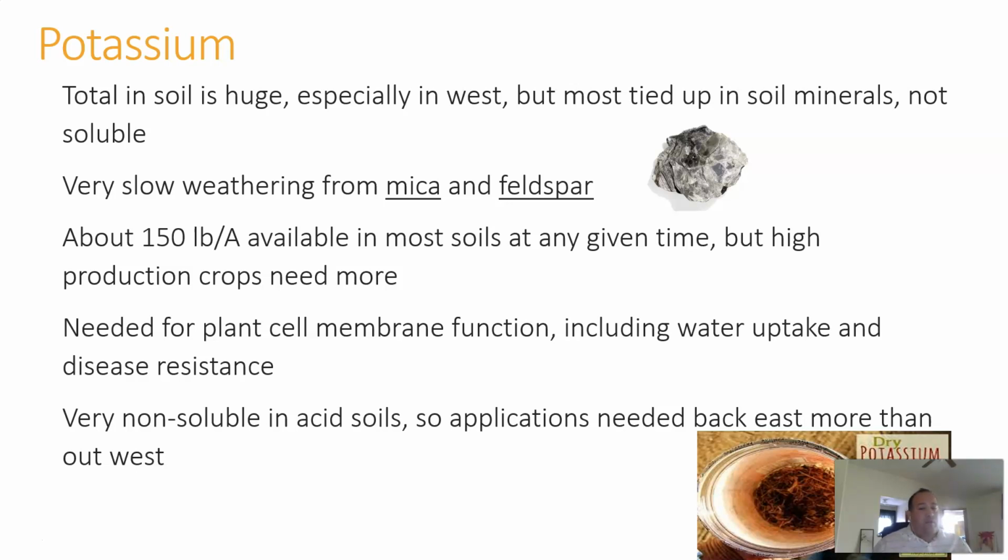Potassium is needed for plant cell membrane function, including water uptake and disease resistance. So potassium still has its role to play, even though it's tied up in soil minerals and comes from very slow weathering. It serves a function, and water uptake and disease resistance are usually pretty important when we're talking about plants. So potassium still plays a very important role. If you have acidic soils, it's very non-soluble, so you need more applications back east than you do out west.